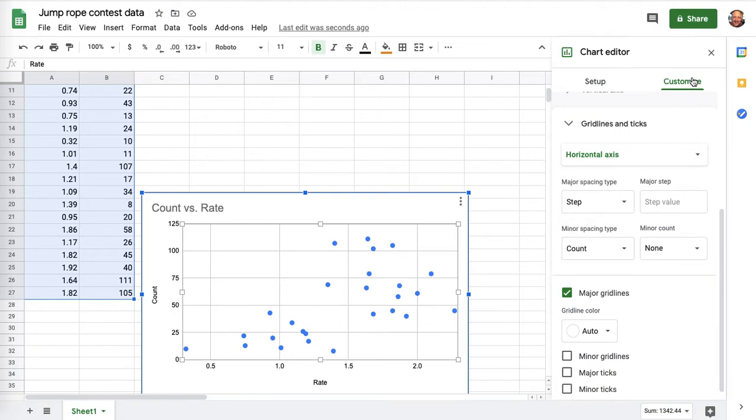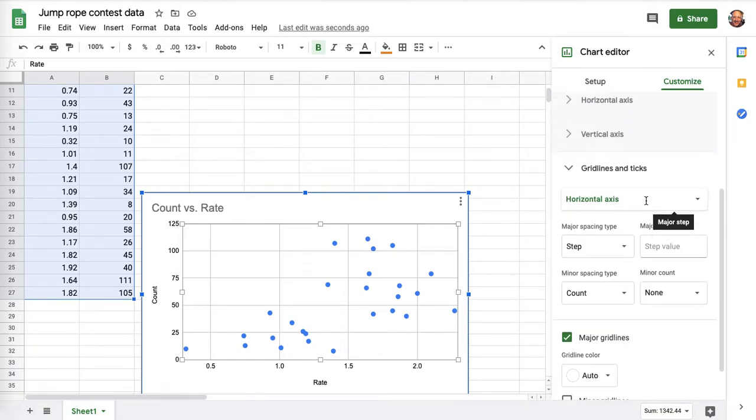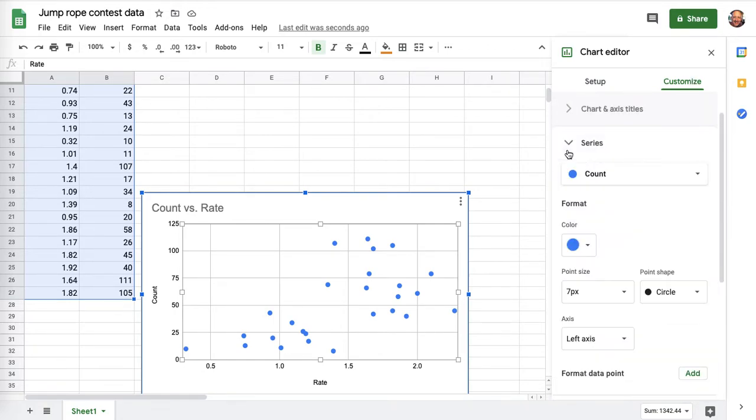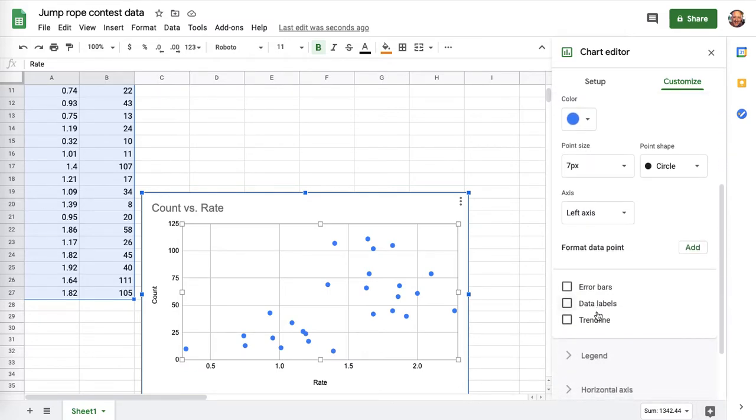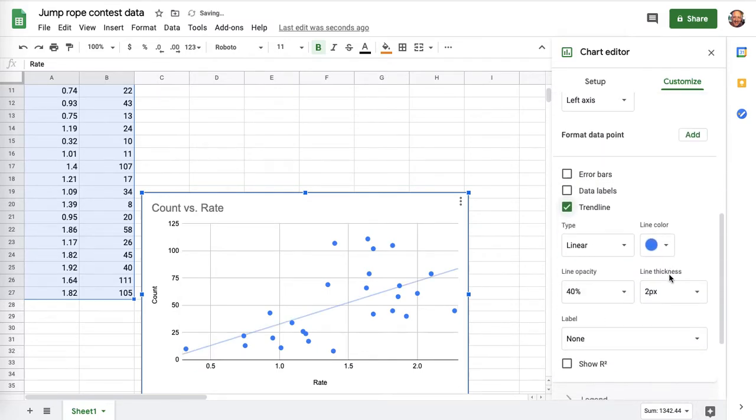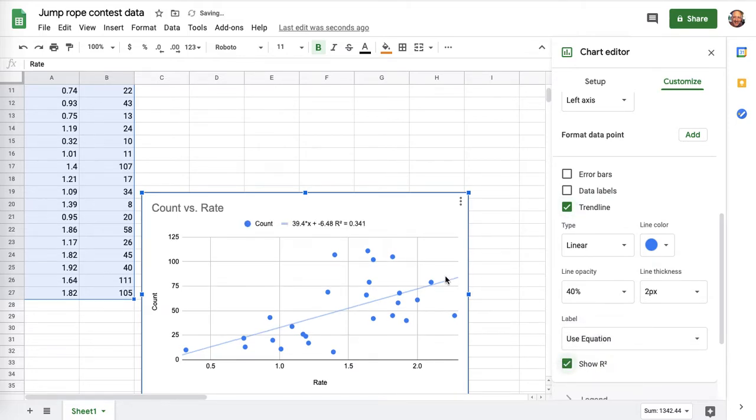I'm working here on a laptop, so I can go ahead, and I like to add a trend line if I can. I like to see the equation. I like to see the coefficient of determination.